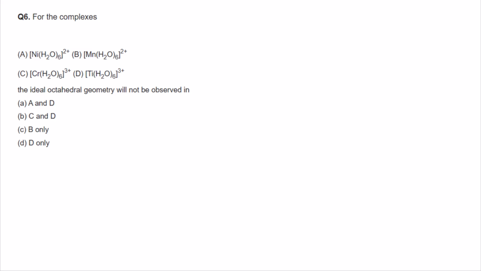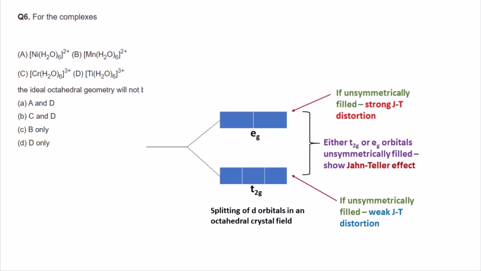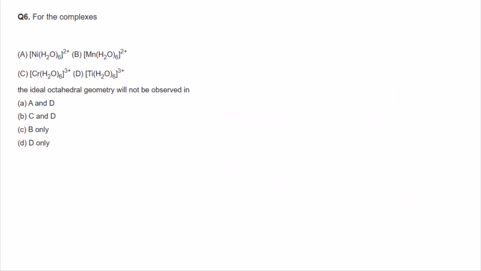This question is based on Jahn-Teller distortion, which says that because of the unsymmetrical distribution of d electrons in T2G and EG orbitals, the regular geometry of the complex is distorted from octahedron to tetragonal or square planar. So we will keep that in mind and then solve this question. For that, we have to check the d electron distribution in the central metal ion of these complexes.